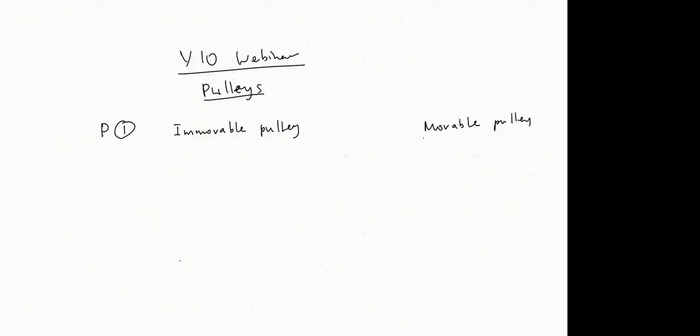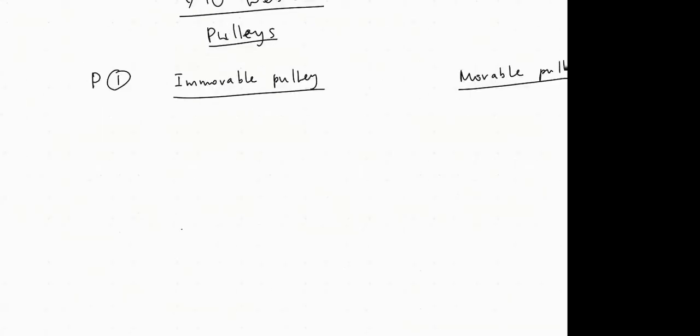An immovable pulley is a pulley that is fixed to something. For example, it could be fixed to the ceiling, which it typically is. So we have a pulley fixed to the ceiling. You pull one side of the rope, and you can use that to lift a load, for example. Let's call this effort.